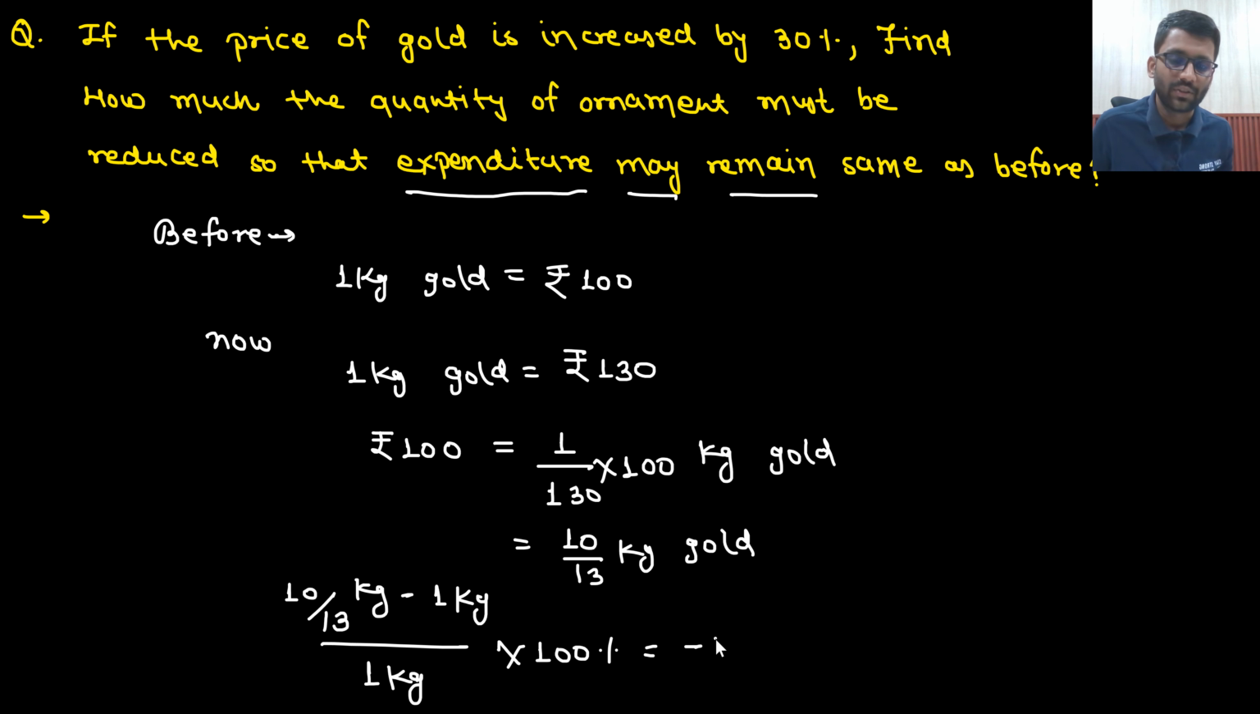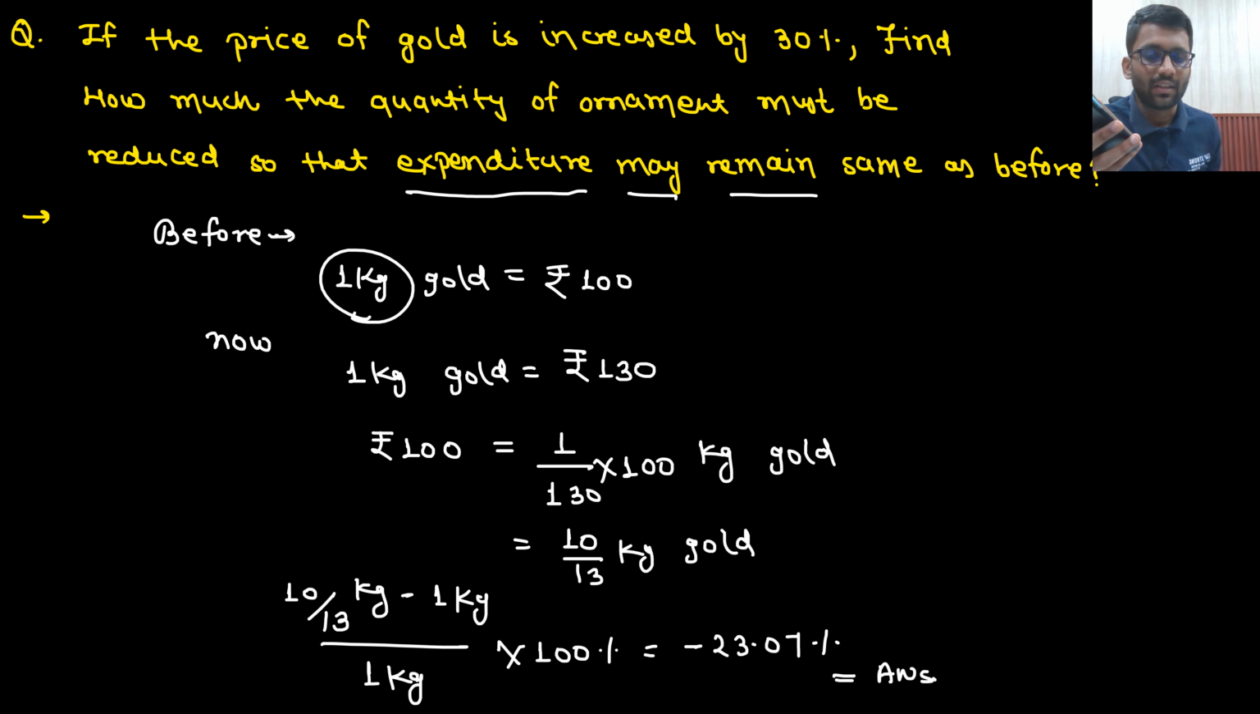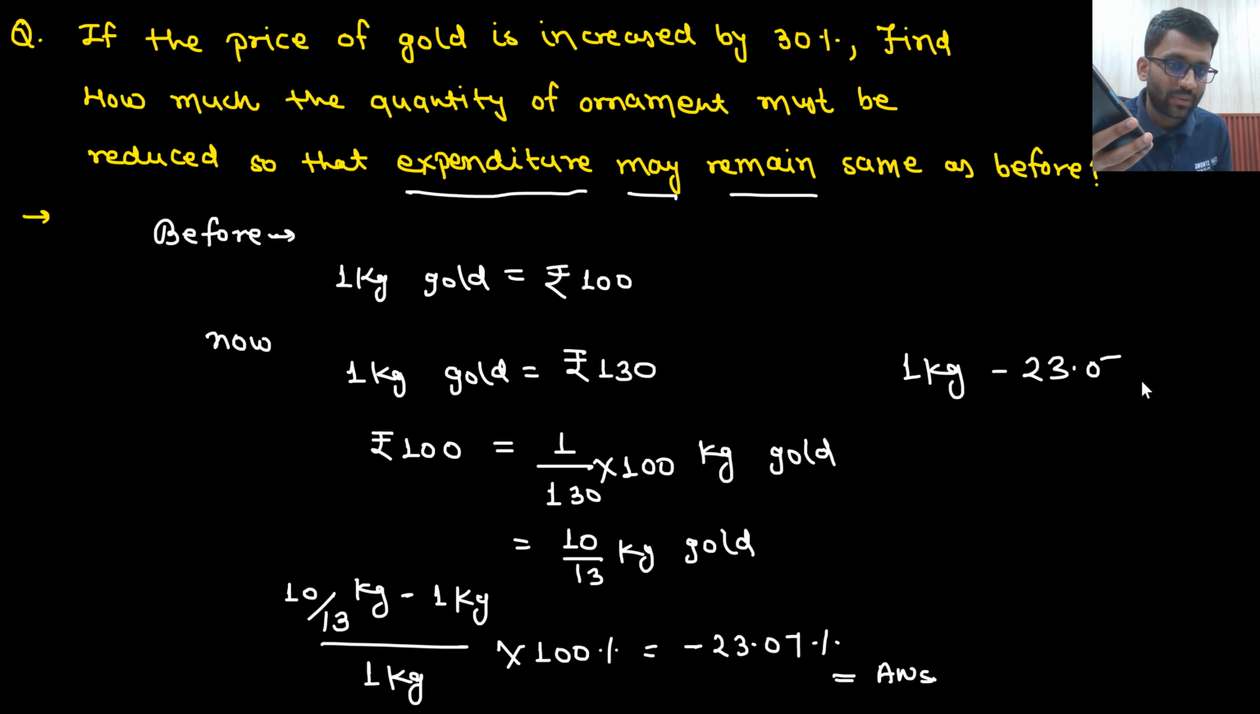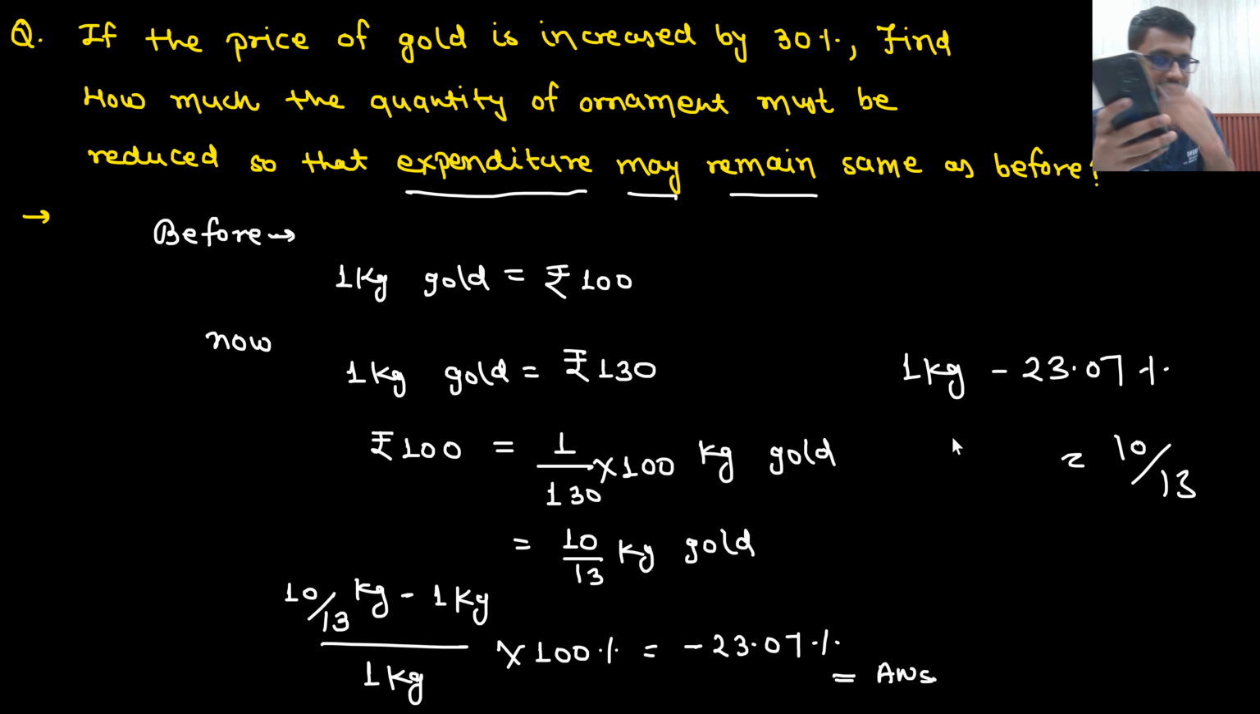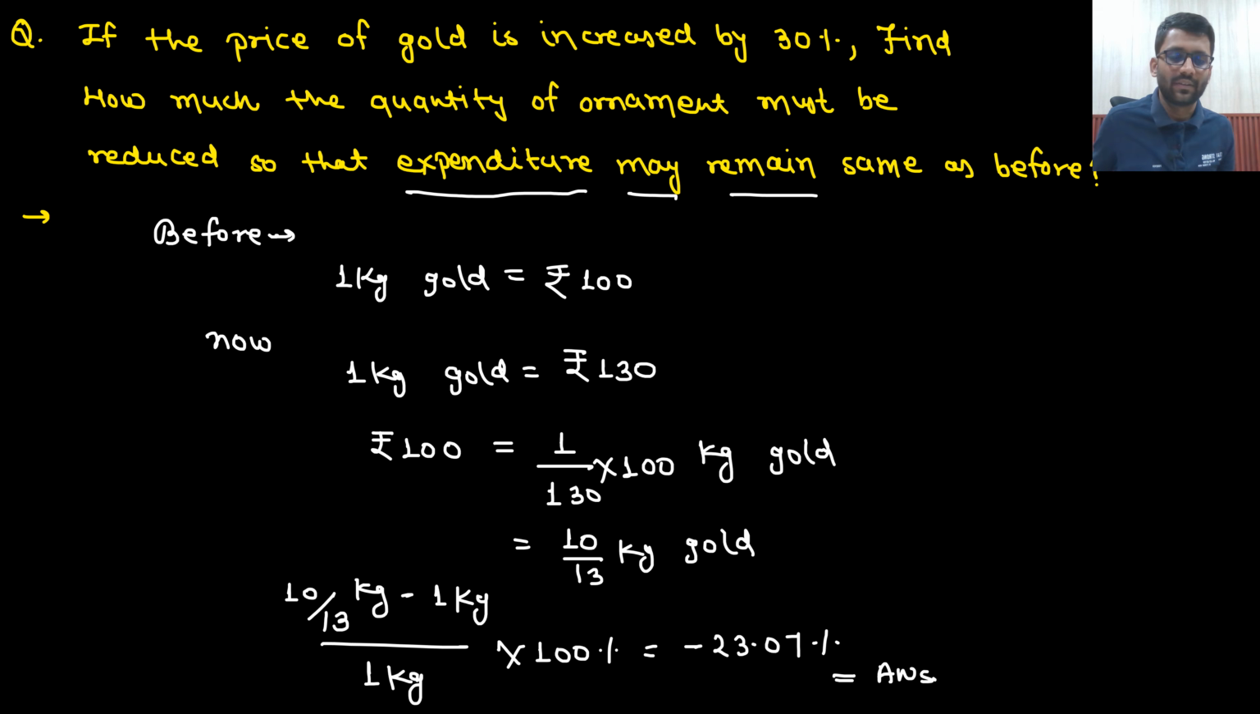Minus 23.07%. So you have to reduce the quantity by 23.07%. Okay, and first you are getting 1 kg, then if you decrease 23.07% from 1 kg, you will get 10 by 13 only. You can check as well. So this is how also you can check.